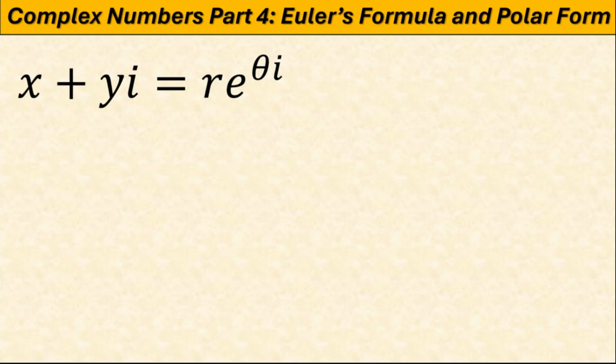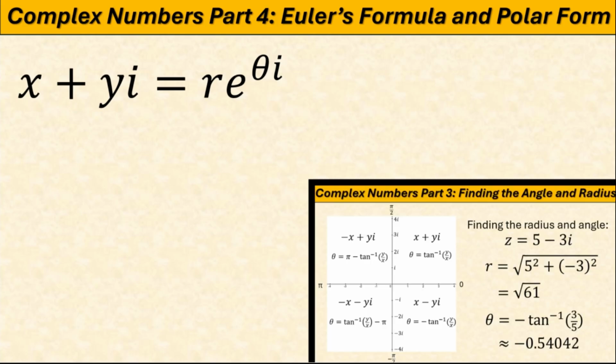Basically, any complex number x plus yi can be written as r times e to the theta i, where r is the radius of the complex number and theta is the angle.